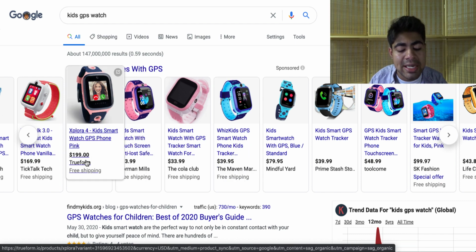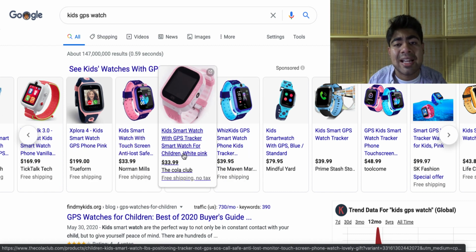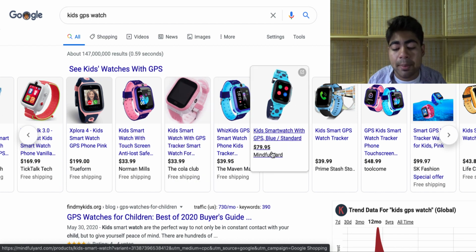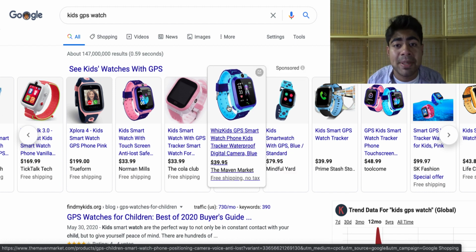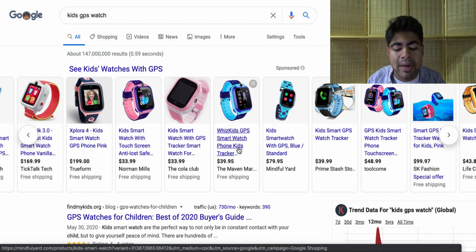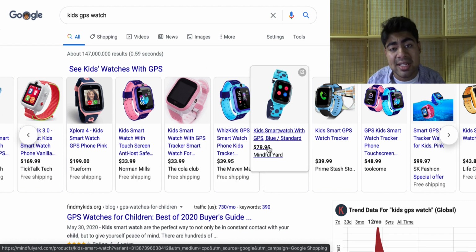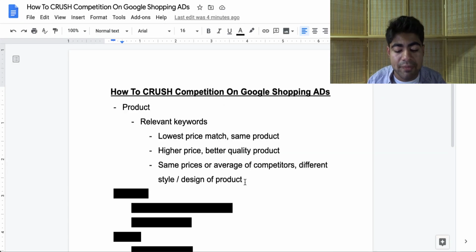So we see $199 as the highest, $33.99 as the lowest. This guy right here did it perfectly. He just ranked it right in the middle of $80. So maybe I would try to find a different styled version of this GPS tracker, or maybe just a different product in general, and try to sell it for around the $60 to $70 mark, because that's right in the middle, about just the average of the top 5 competitors. And that's exactly what you want to be doing for this option right here.